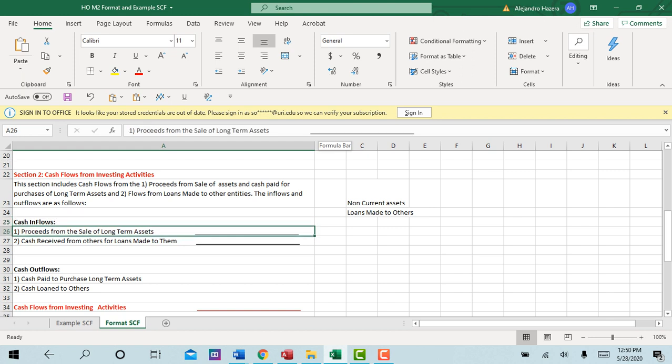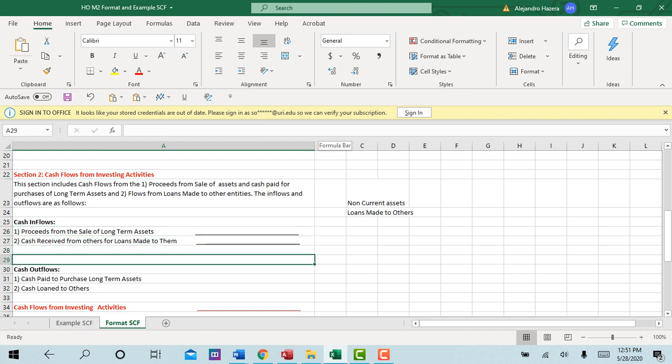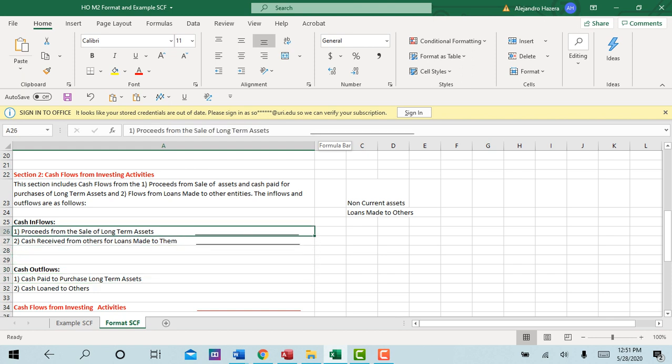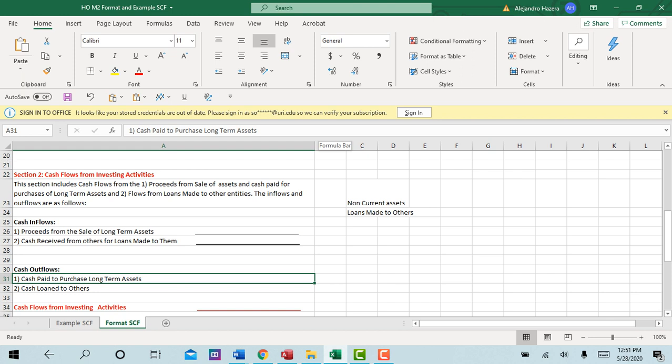Proceeds from the sale of long-term assets is a cash inflow. You sell a long-term asset, cash comes in. Okay? And here's the equal and opposite cash outflow. When you purchase a long-term asset, cash goes out. So it's just what I'm saying in number one. Cash comes in when you sell an asset, cash goes out when you purchase an asset.